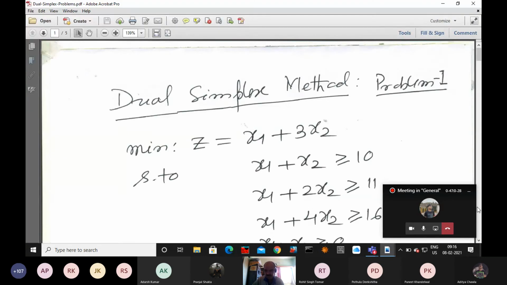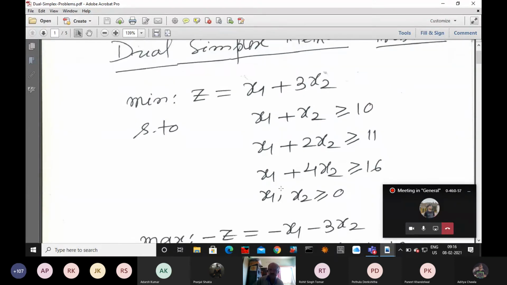Before giving the algorithm, we will take a small example and try to find the solution using the dual simplex method. So the dual simplex method is applicable when the primal is infeasible but the dual is feasible. It actually looks infeasible, but is not. So how to proceed?